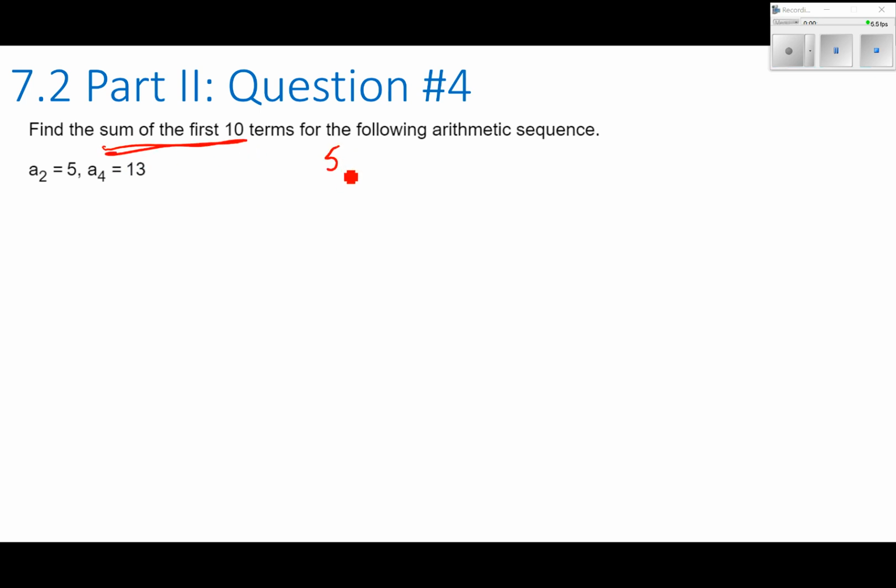So remember the sum formula is S sub n equals n divided by 2. We had two options. So let's choose option 2, 2 times a sub 1 plus n minus 1 times d, as the formula we're going to use to find the sum of the first 10 terms. In order to do that, we need to figure out what a sub 1 is and what d is.